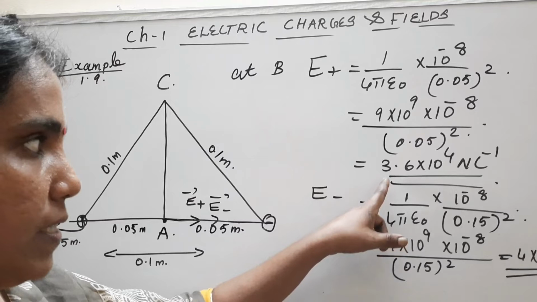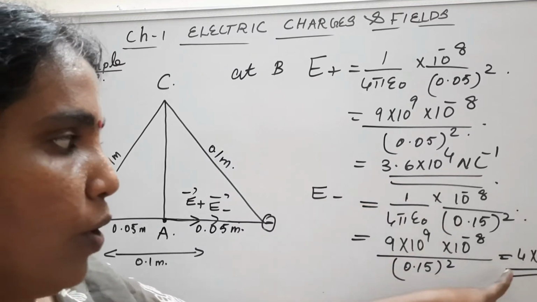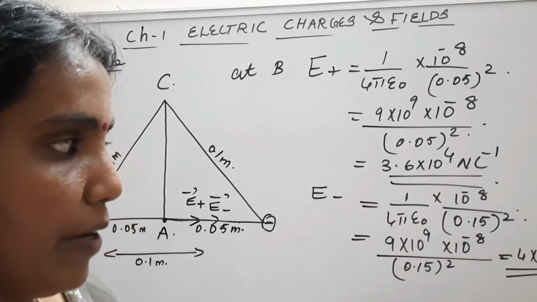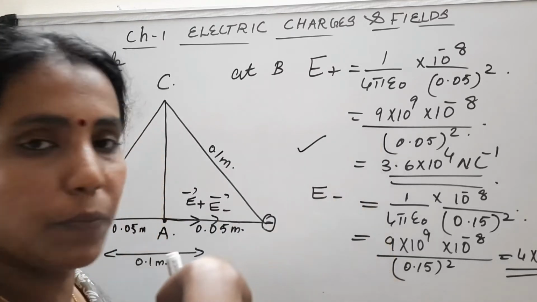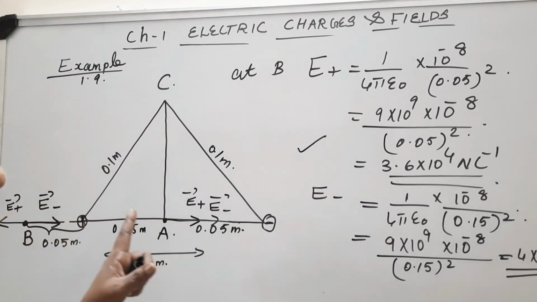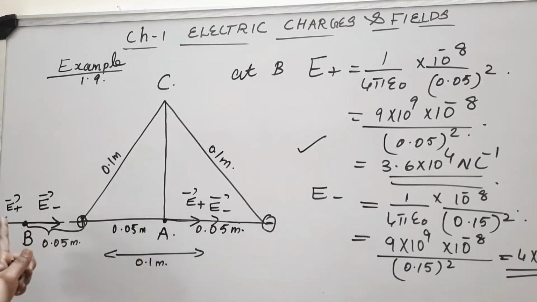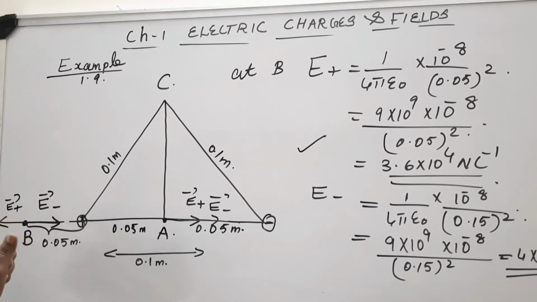So E plus is 3.6 into 10 raised to 4. E minus is 4 into 10 raised to 3. So which one is bigger? E plus is bigger. So net field will be in which direction? In the direction of E plus. Net electric field at the point B will be in the direction of E plus.